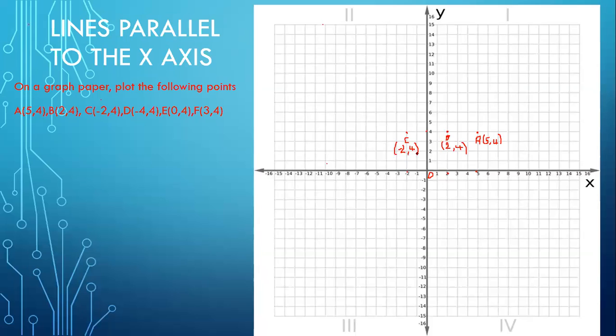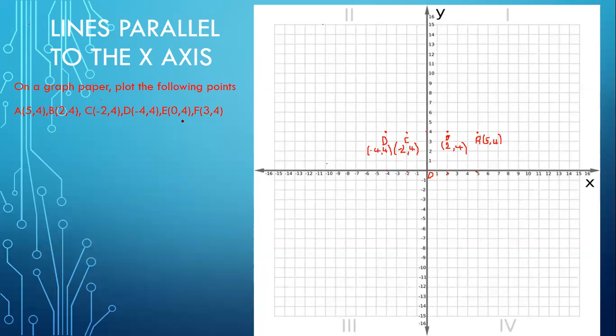The next point is point D, and the coordinates given to us are -4, 4. So the x coordinate is -4 and the y coordinate is 4. So on the x-axis, we can see -4 here, and on the y-axis, we can see 4 over here. So if you draw the line, the point will come over here. So let us mark this point as point D and write the coordinates also, -4, 4.